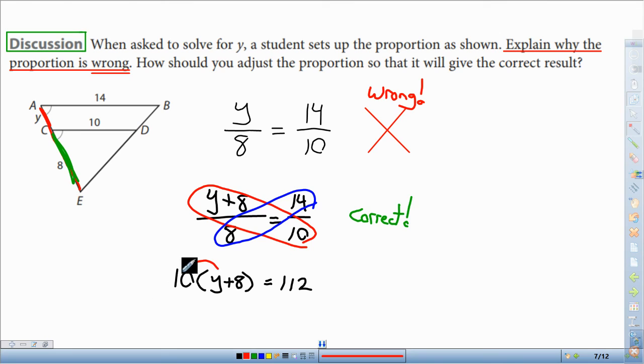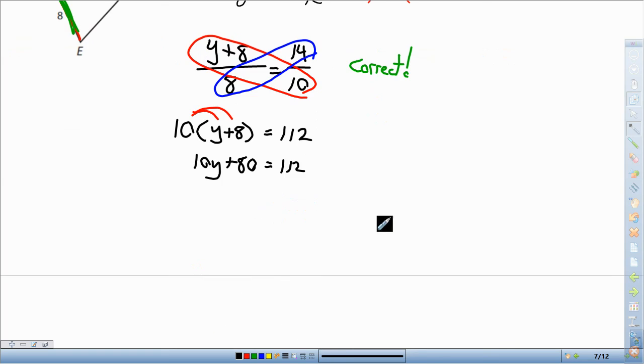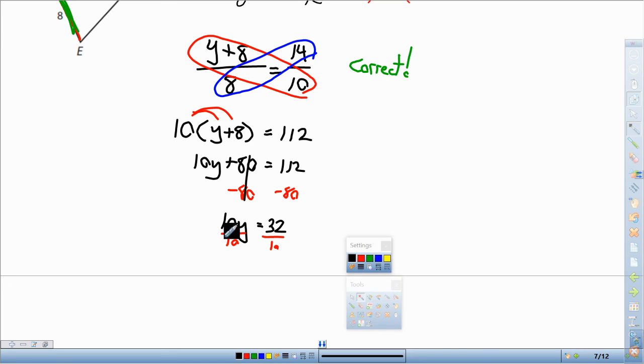From here, we're going to distribute the 10. So 10 times y is 10y, 10 times 8 is 80. Over on the right, we have that 112. And then just a two-step equation: subtract 80, divide by 10. So I'm getting 10y equals 112 minus 80, which gives me 32, and then dividing by 10. Looks like we're going to get a decimal on this. 32 divided by 10 is going to give me 3.2, which has no more numbers, so there's no need to figure out where it's going to round to. It's just 3.2.